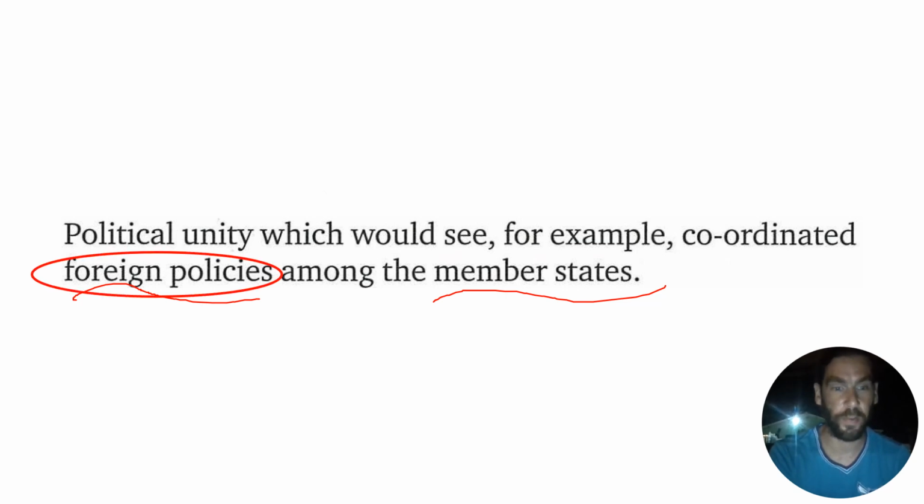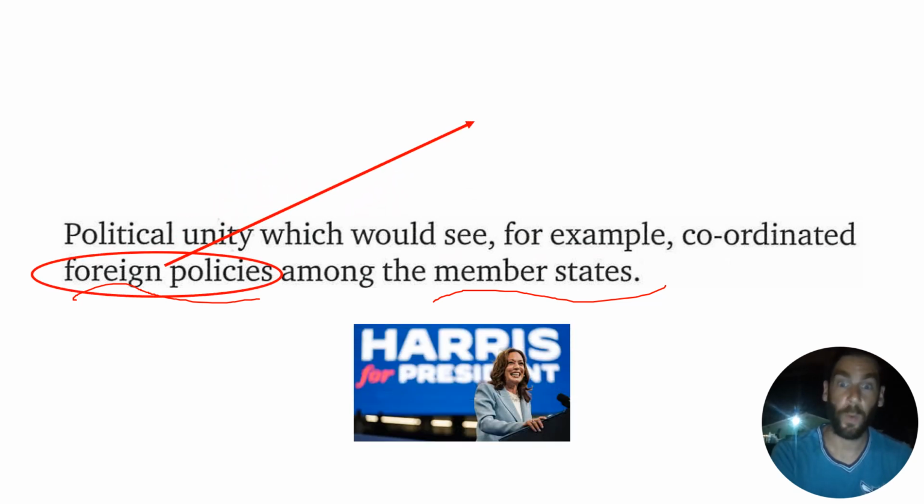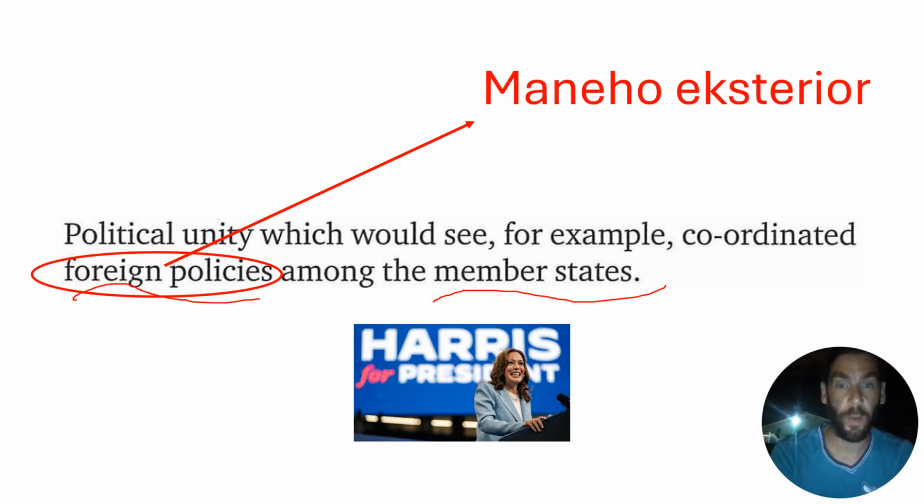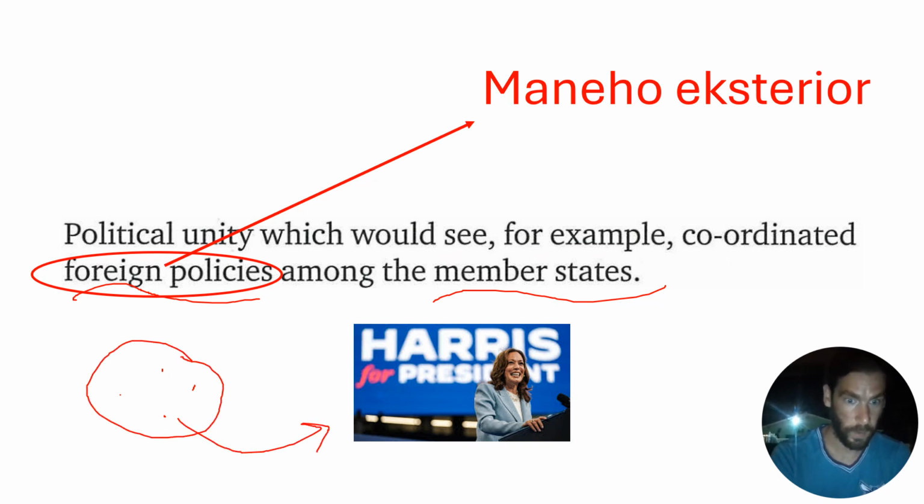Yes, and what are foreign policies? For instance, when we would talk with one voice with the future president of America, it wouldn't be every separate island separately talking with the president of the United States. There would be a unity, and there would be one person, look at my beautiful person here, talking as a representative with the president of the United States together. That is political unity.